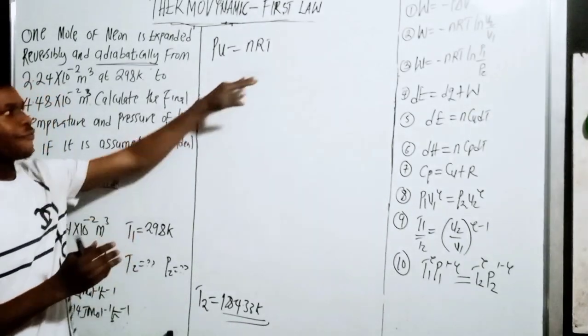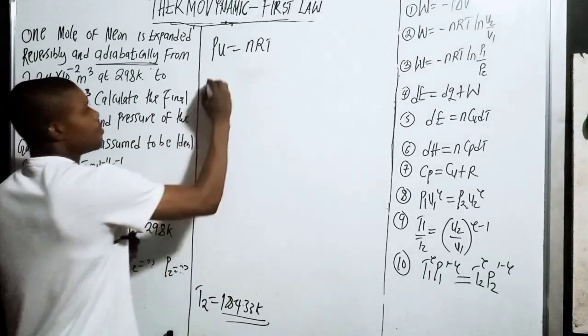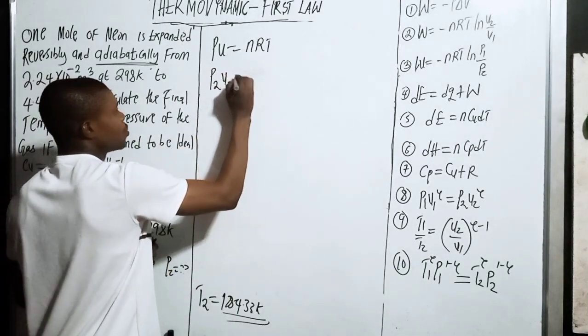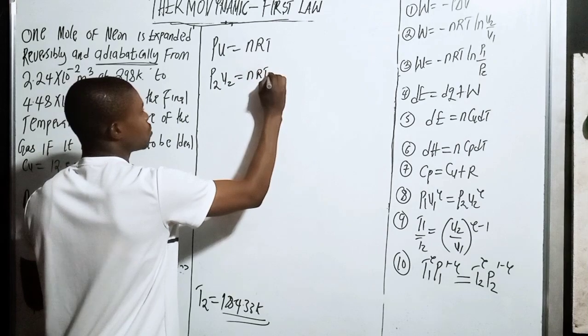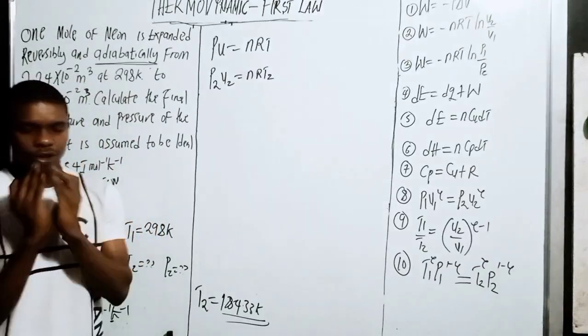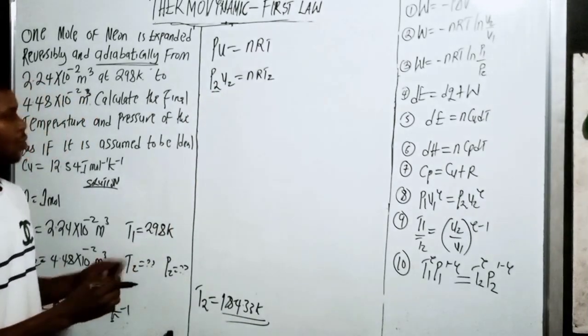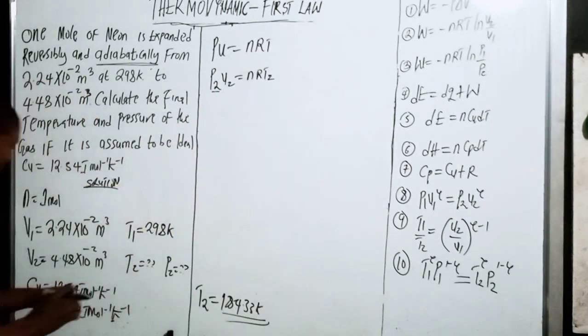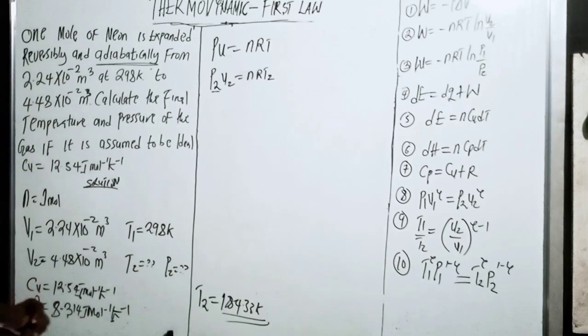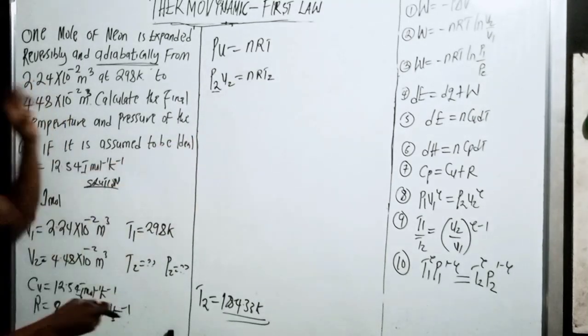So that means for the final pressure here, I'm going to say P2 V2 equals nRT2. Do you understand? Now, because I know what I'm looking for, P2, I know my V2. My V2 is this. I know my n. My n is 1 mole.